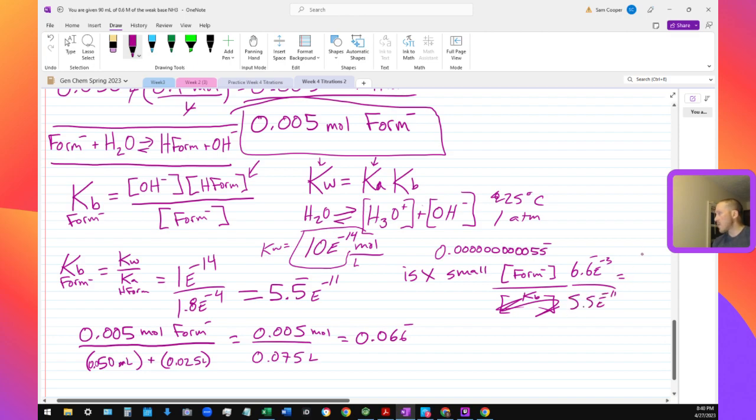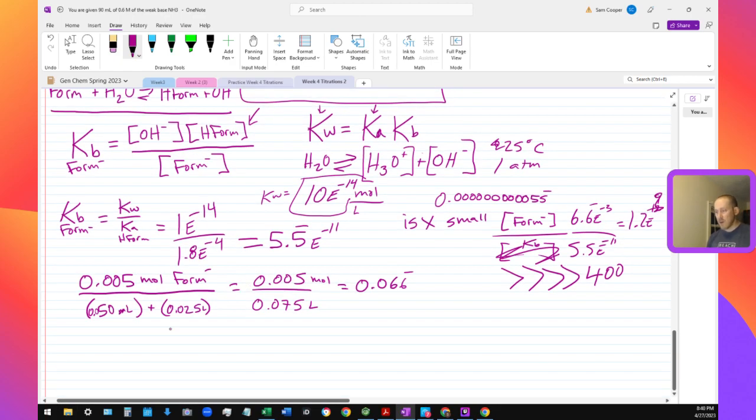And if you do that math, it's like 1.2 times 10 to the 12th or the ninth or something. And yeah, that one is our classic, way bigger than 400. So yes, x is small. So we can basically do the exact same thing as last time to get the pH, because for this moment, this is simply a solution of formate. So the thing is, this x, since we're talking about base, is the concentration of hydroxide, not hydronium. We just have to keep that in mind.